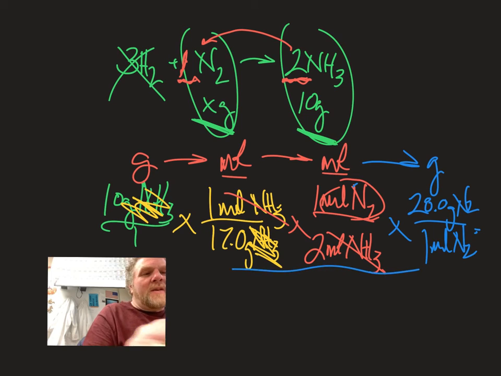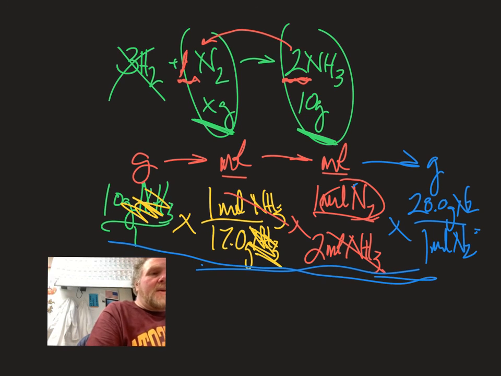Now this is stoichiometry. This is what you're seeing here, kids. This is how we convert from one thing to another thing. And to do that, we're going to go 10 divided by 17 divided by 2 times 28, and we'll get our answer.